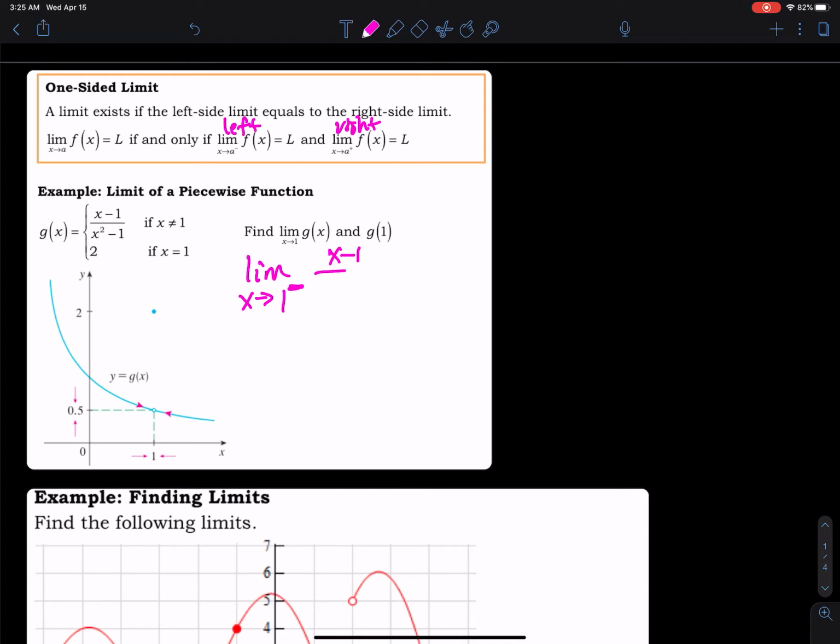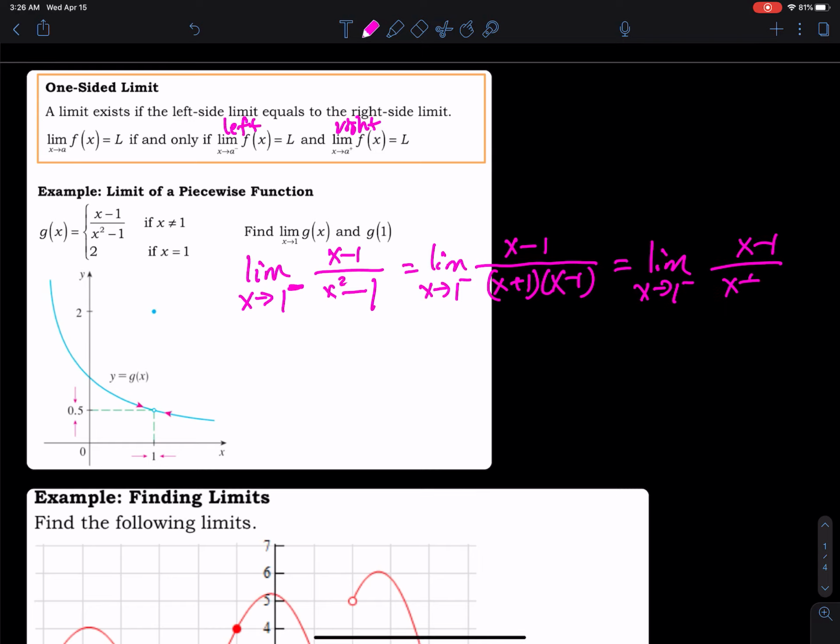x minus 1 divided by x squared minus 1, right? So that is a limit. You can factor the denominator. We have to be really careful. This is x squared minus 1. So we have x plus 1 times x minus 1, and then they cancel. We have the limit as x approaches 1 from the left of 1 divided by x plus 1.